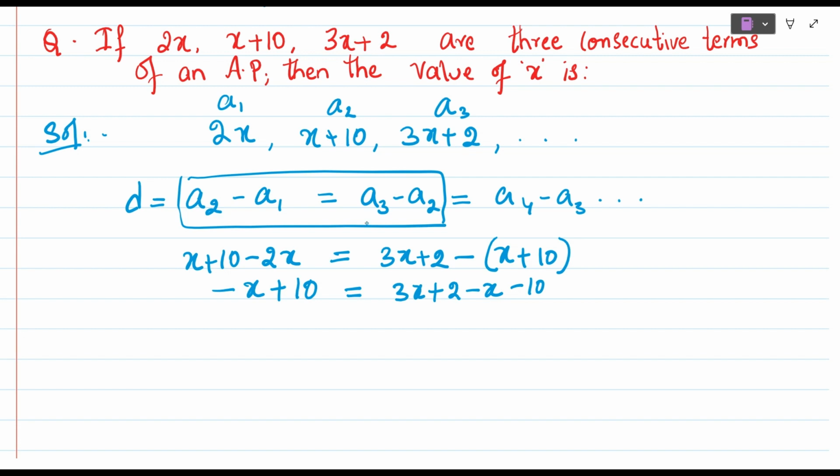Now solve. Transpose x terms towards one side and constant terms towards another side. So minus x I'm writing here, I'm transposing 3x and x. And in the RHS we have plus 2, minus 10 and minus 10. We are transposing plus 10, which becomes minus 10. So minus x minus 3x. So minus x plus x, the value will become 0. So minus 3x will be equal to minus 10 minus 10, minus 20 plus 2. How much? Minus 18.